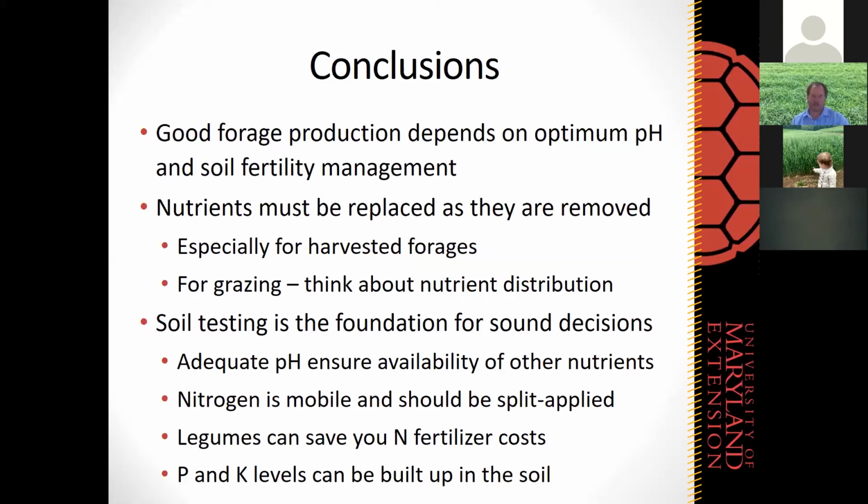Nitrogen is going to be based upon what actual yield you want. It is mobile and should be split applied. Legumes are a great source of nitrogen and something you should consider to save on nitrogen fertilizer costs. And phosphorus and potash levels need to be managed in the soil to keep those levels at an optimal range.